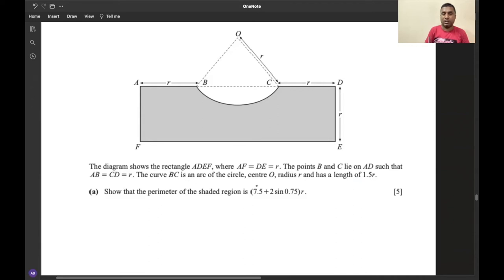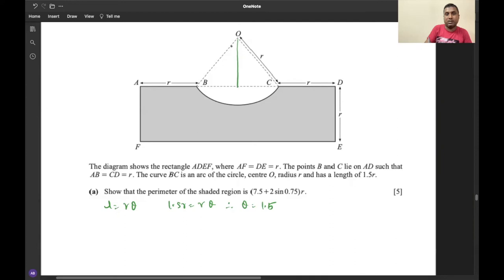The curve BC is an arc of the circle, center O, radius R, and has length 1.5 R. So we need to find the perimeter. Okay, this length is 1.5 R. We know that L equals R theta. So 1.5 R equals R theta. Therefore theta equals 1.5. Now let me draw a line here in the middle.